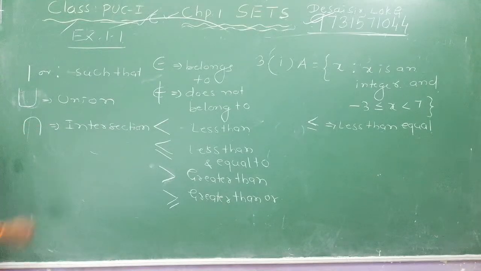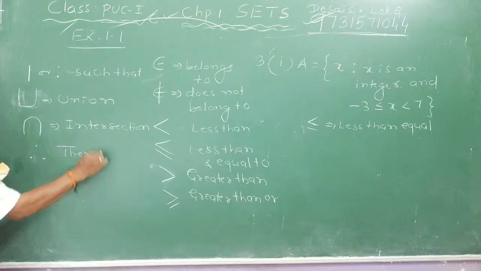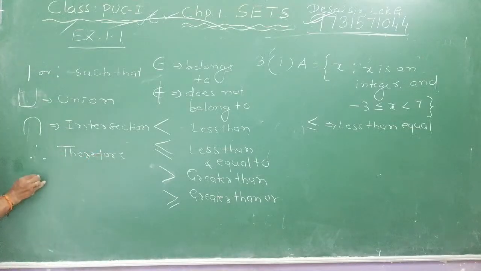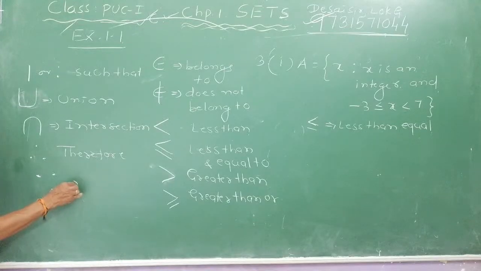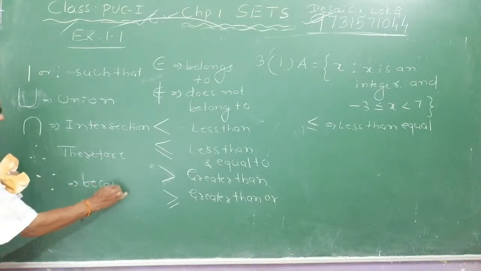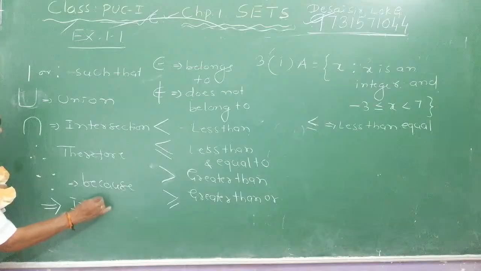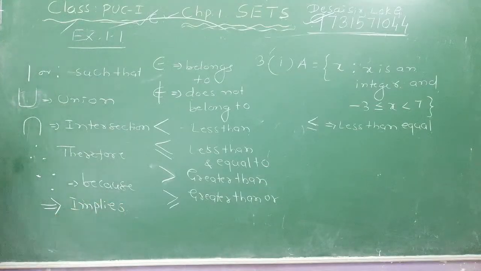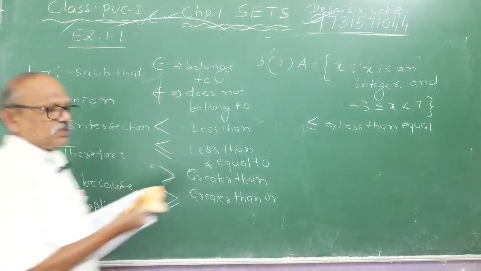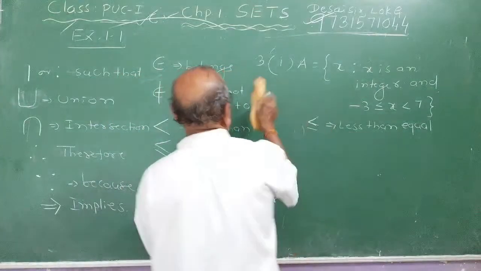Clear to you? Some symbols, if I write this symbol, 3 dots like this, it is a therefore. If I reverse it, 2 dots and below that another dot, this is a because. What does this arrow mark like this represent? Implies. Generally used symbols in mathematics. You must know about it before you start.